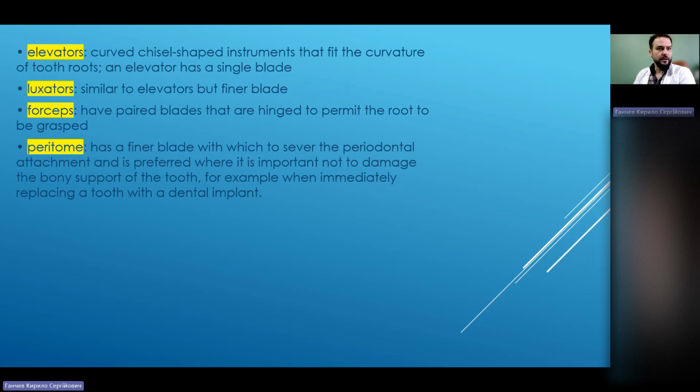Of course, we have a lot of instruments for that, and the principal instruments are elevators, luxators, forceps, and periotome. Of course, there are a lot of different shapes of any of the instruments, right? They could be curved, they could be straight, they could be any that helps you to work properly in the mouth cavity.